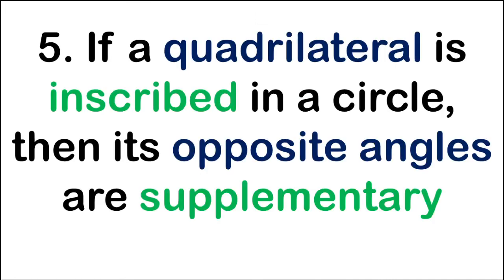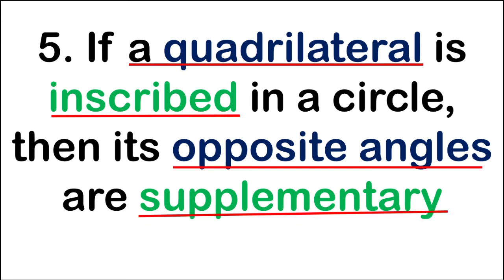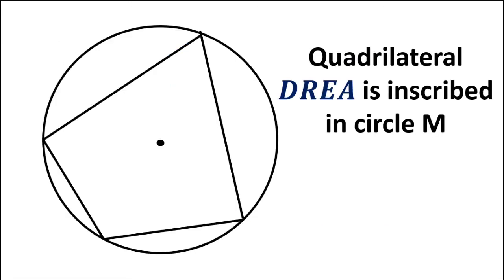Okay. If a quadrilateral is inscribed in a circle, then its opposite angles are supplementary. Supplementary. Pag sinabi mo supplementary, pag inadd mo sila, the sum will be 180. Say, quadrilateral DREA is inscribed in circle M.